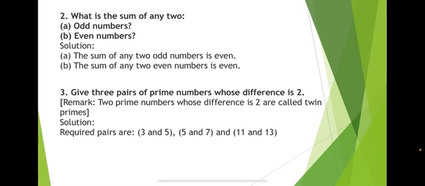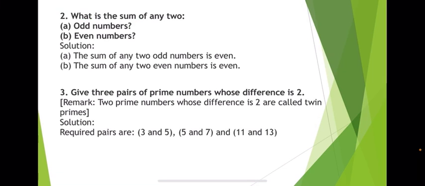B part, sum of two even numbers. Let us take an example. 2 is our even number and let us take another number which is 4. Now add these two numbers. 2 plus 4 is equal to 6. That means 6 is also an even number. That means the sum of two even numbers is also always even.